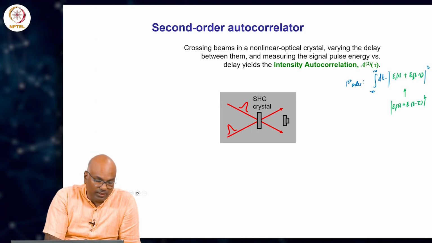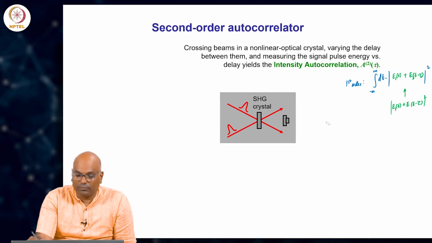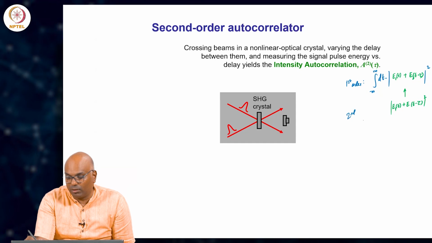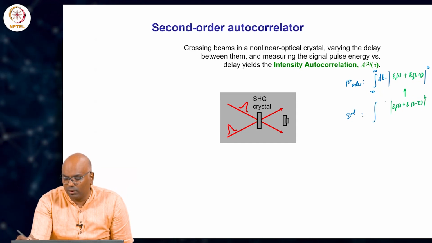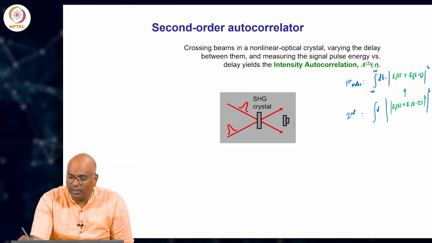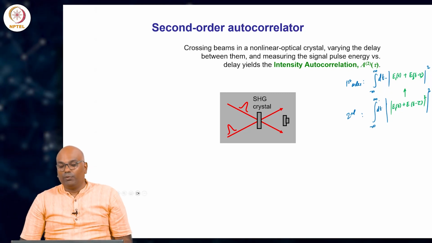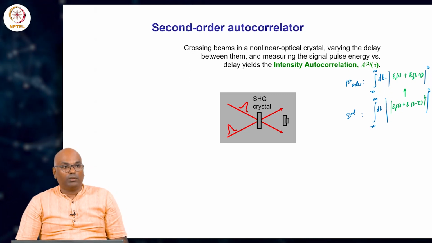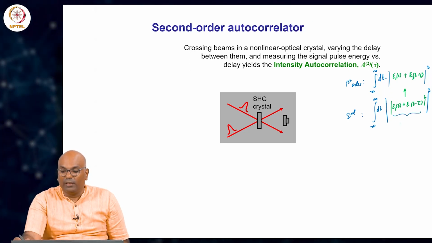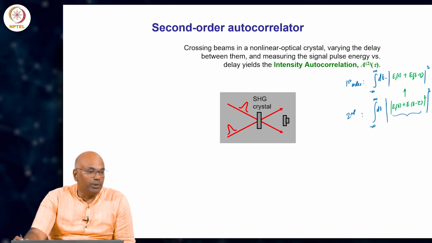The second order signal would essentially be to consider the absolute value square of this entire thing and integrate this from minus infinity to infinity. That would be the second order signal. But how do I generate a signal linearly proportional to the square of this sum? How do we do that?